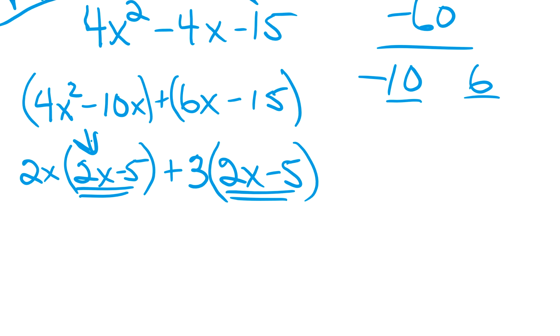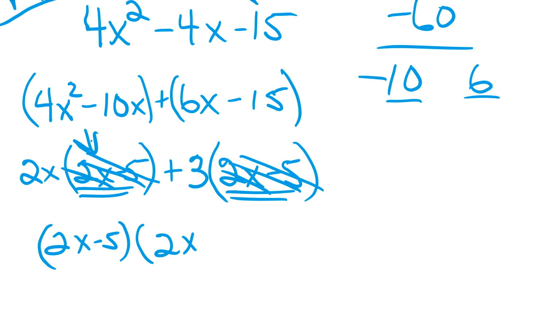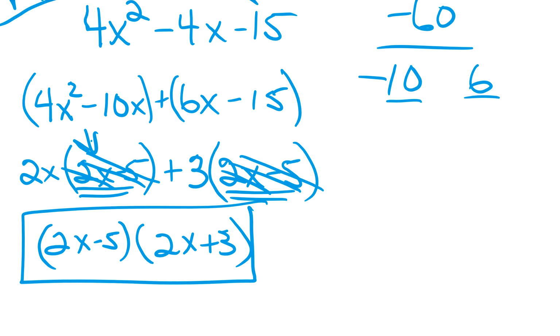Okay, I've got a 2x minus 5 binomial factor that can come out front. These are gone now. I factored it out. And what's left? The 2x plus 3. There. Done with that problem.